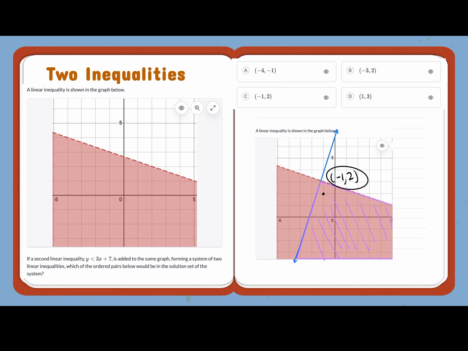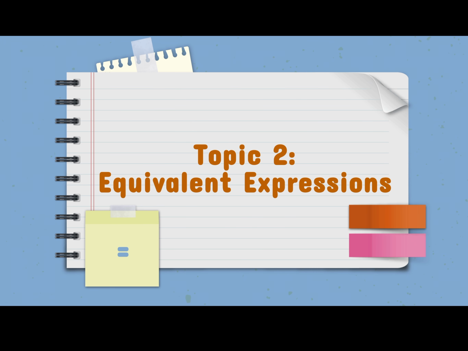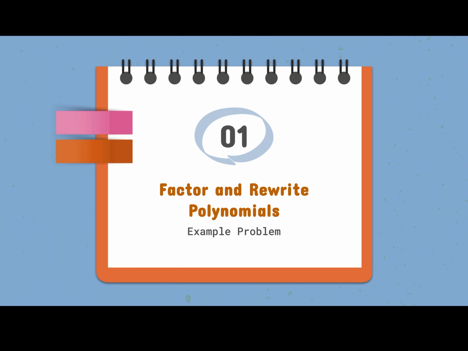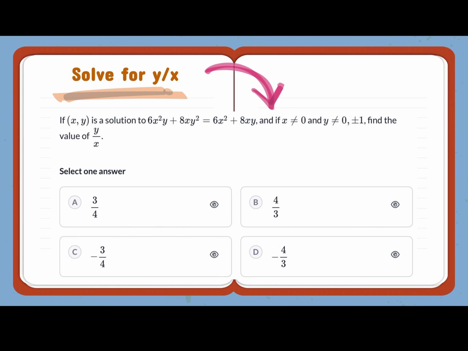2. Okay, for our second topic, we have equivalent expressions, which can get fairly tricky, especially if you guys aren't familiar with your math. And then we have this question here, which is fairly difficult. We have to find a solution for 6x squared y plus 8xy squared equals 6x squared plus 8xy.